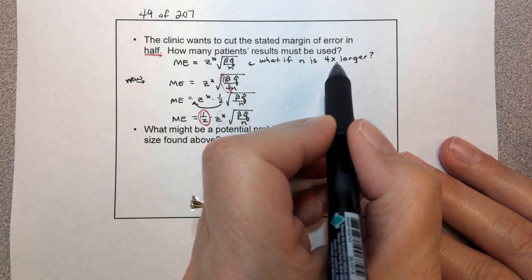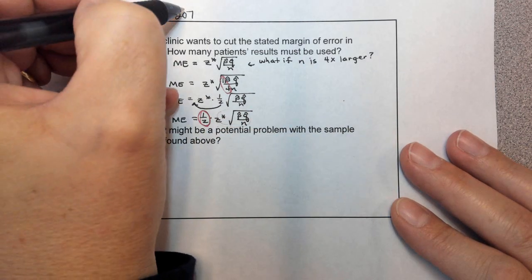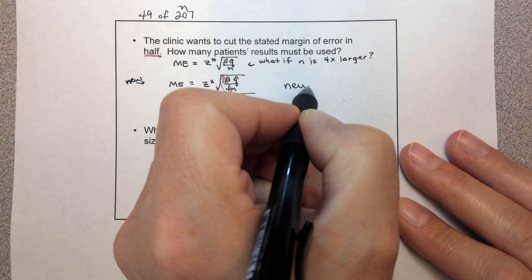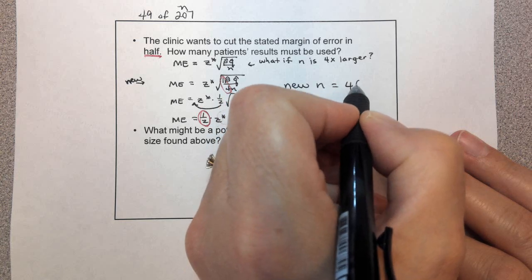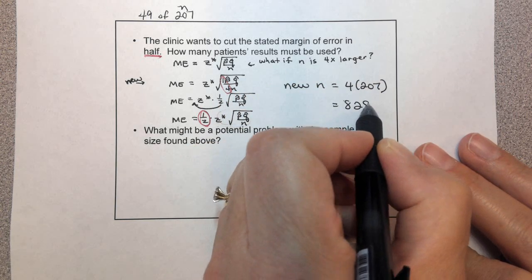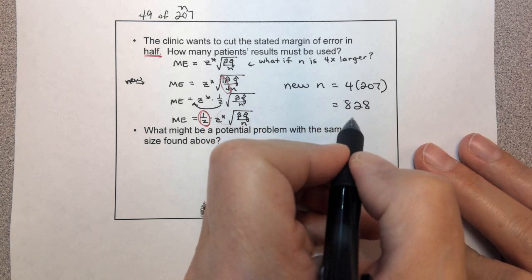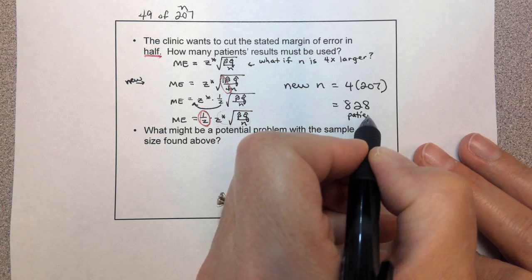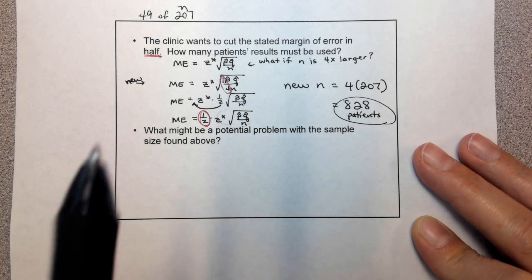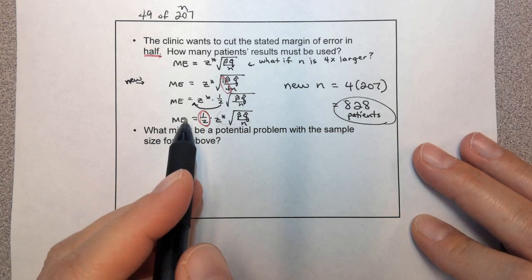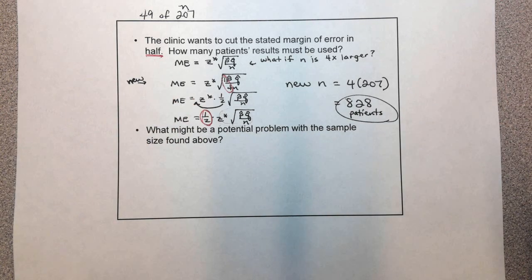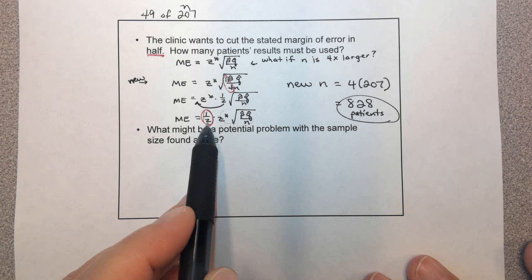If the n is 4 times larger, and the original n was 207, the new n would be 4 times 207, which is 828 patients. So we would need to sample 828 patients to get half the margin of error. Bigger sample size means skinnier curve, means smaller margin.